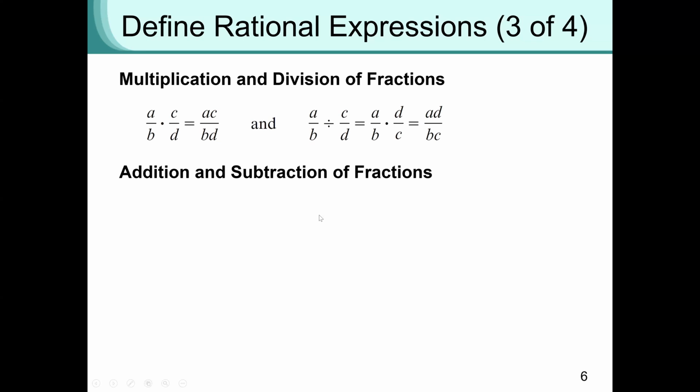Then addition and subtraction of fractions. If the denominators are common, for example, here we have A by B plus C by B. B is common, so we can keep one B and then add the numerators. The same thing if the numerators are subtracted, for example, here, A by B minus C by B. B is common, so we keep B, then we say A minus C.